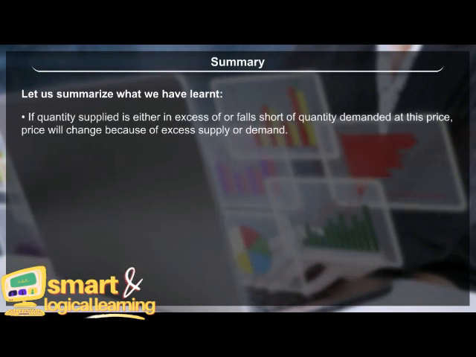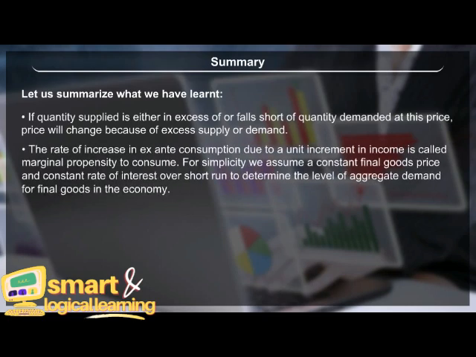If quantity supplied is either in excess of or falls short of quantity demanded, the price will change because of excess supply or demand. The rate of increase in ex ante consumption due to a unit increment in income is called marginal propensity to consume. For simplicity, we assume a constant final goods price and constant rate of interest over the short run to determine the level of aggregate demand for final goods in the economy.